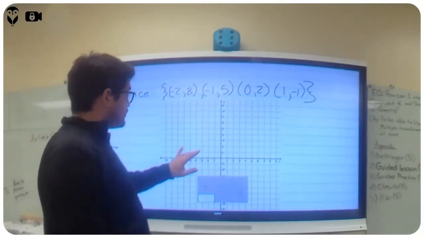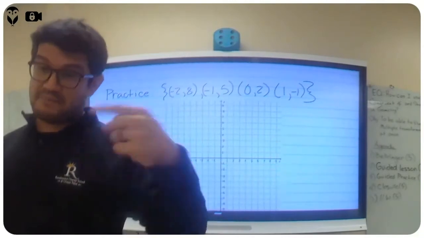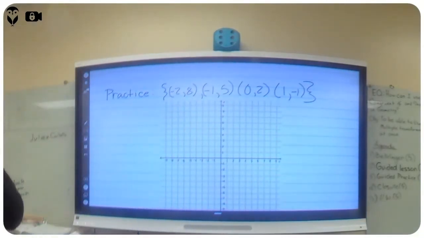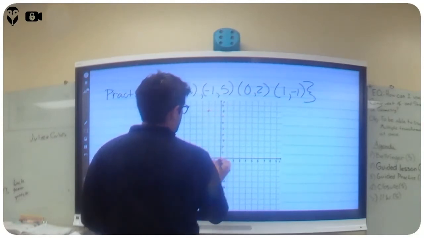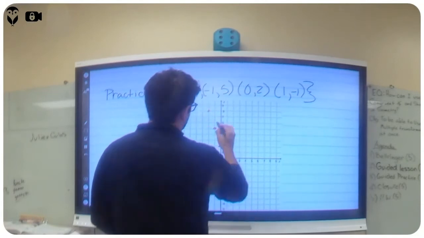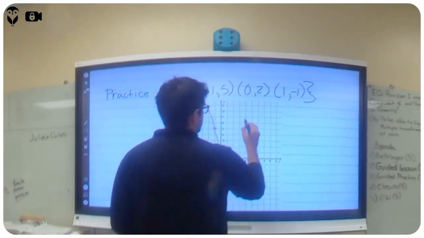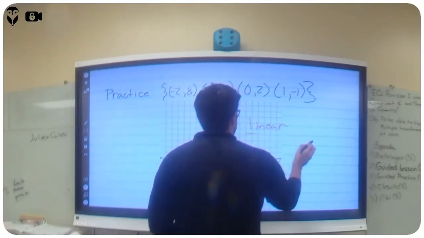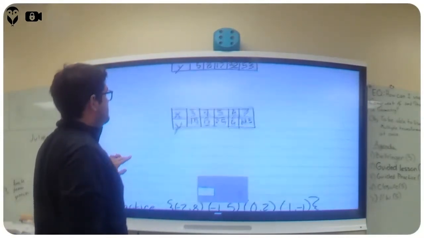Because you have to draw a graph, I'm going to give you 5 minutes to do this. I'll be back in 5 minutes. I'm back. So you should know what kind this is. Let's check it out really quick. -2, 8, -1, 5, 0, 2, 1, -1. So down 3. This is making a straight line.